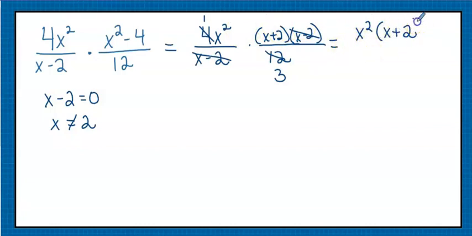And again, you can leave this in factored form. You don't have to multiply that through or anything. And then in the denominator, all I have left over is the 3. So this is my answer as long as x does not equal 2.